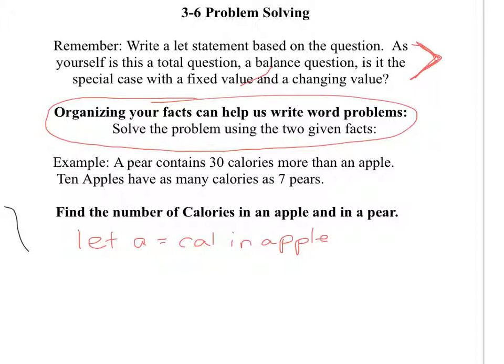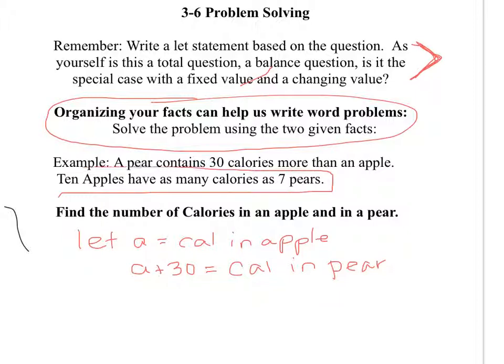Okay? And then the calories that are in a pear is 30 more. So A plus 30 equals the calories in a pear. Okay, now 10 apples have as many calories as 7 pears. That's already telling me it's a balance equation because I wasn't given a total value for the calories, okay?